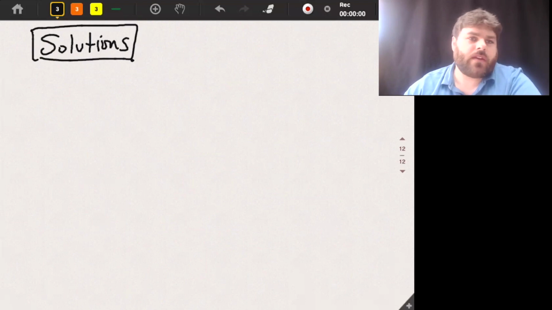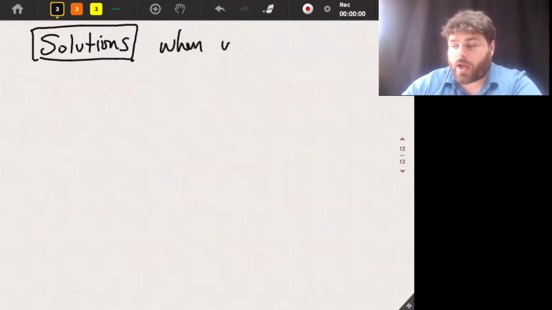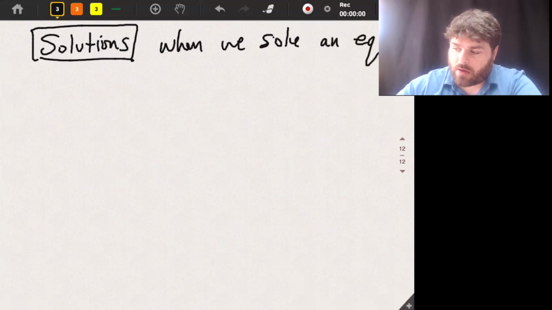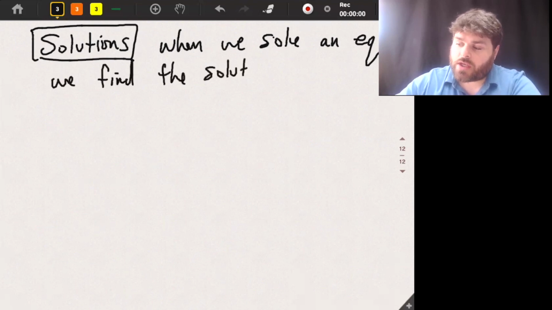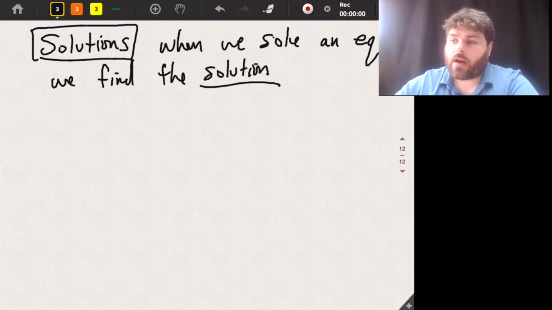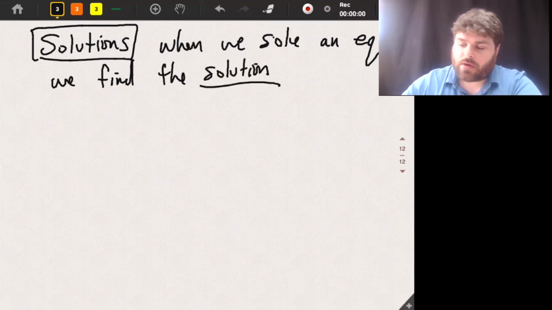Well, first of all, when do they appear, right? Well, solutions happen when we're solving. So when we solve an equation, we'll use EQN just to shorten it there, when we solve an equation, we find the solution. That's what we do, okay? The solution is what happens when we solve it, all right? Now, what is an actual solution?